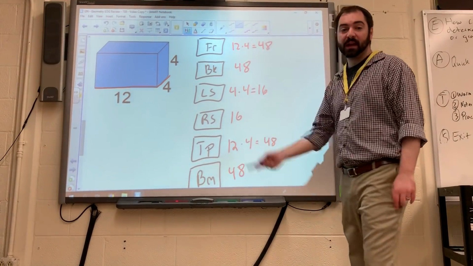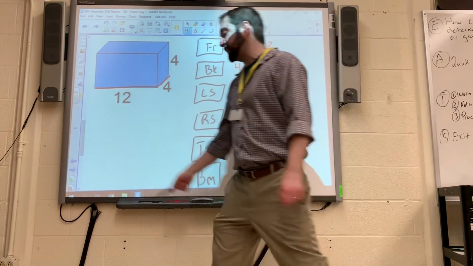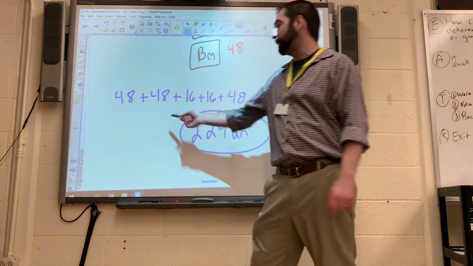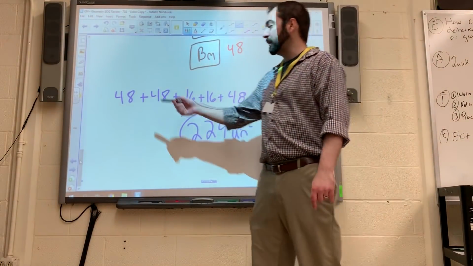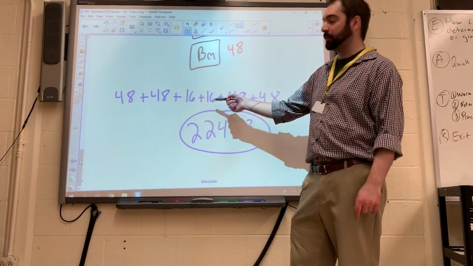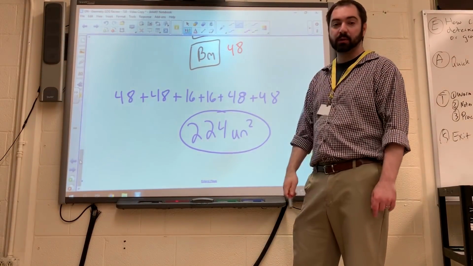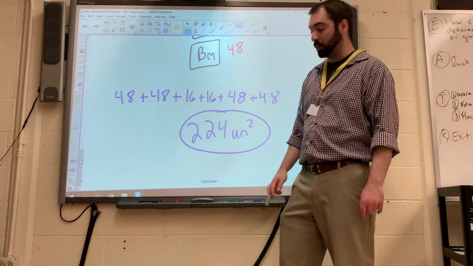Once I have all the areas of each piece, the last step is to add them together. So 48 plus 48 plus 16 plus 16 plus 48 plus 48. The front and the back, plus the left side, the right side, the top, the bottom. You end up with 224 units squared.